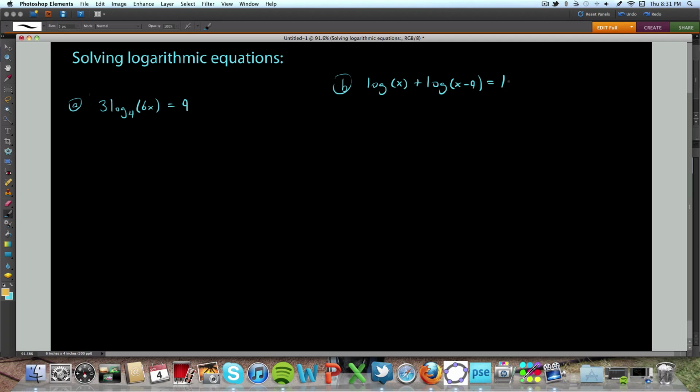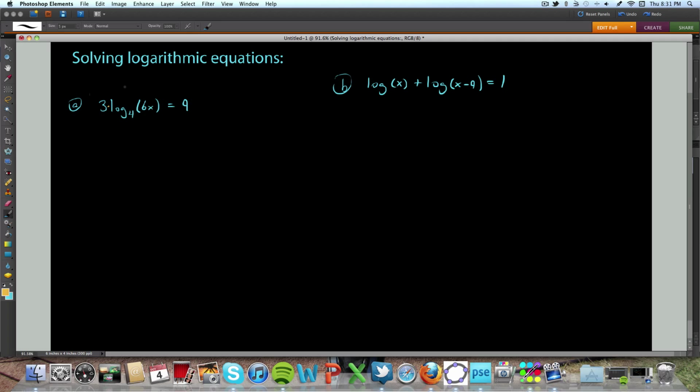Okay, YouTube, in this video I'm going to run through a couple more quick examples on how to solve some logarithmic equations using our properties of logarithms and inverses in order to find solutions. So let's go ahead and get started over here on the left. Letter A, it says 3 times log base 4 of 6x equals 9.